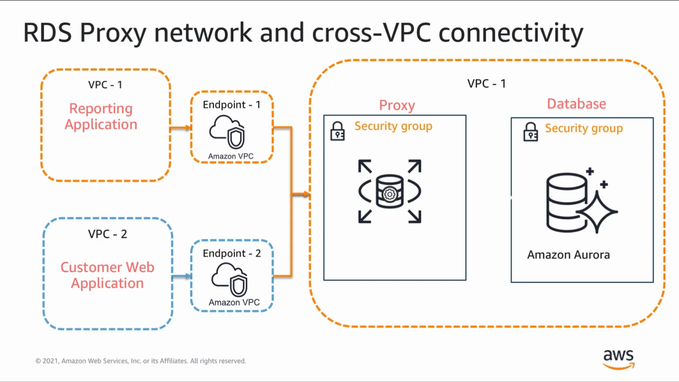With RDS Proxy cross-VPC connectivity, you can just enable cross-VPC connectivity by creating an endpoint in your RDS Proxy. Using this endpoint, your application in another VPC can communicate to the RDS Proxy, which is running in a different VPC.